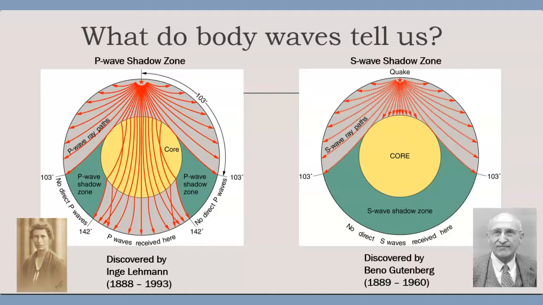Beno Gutenberg was a seismologist who worked with Charles Richter of Richter scale fame, but we'll talk about him later. They both worked together at Caltech. He found that there was an S wave shadow zone as shown in the picture.